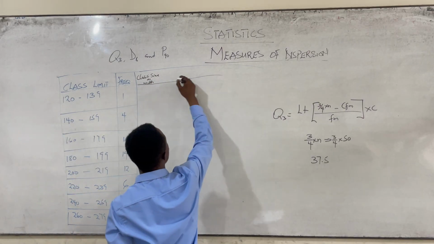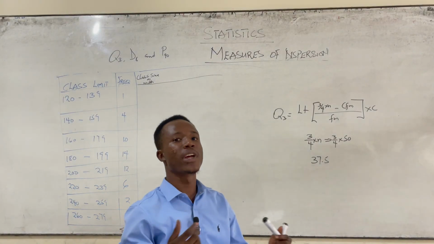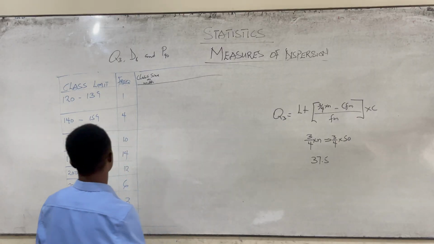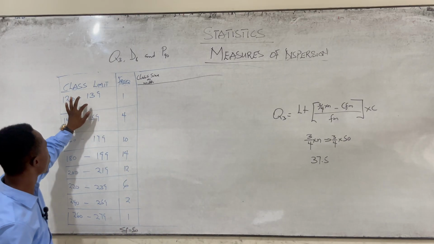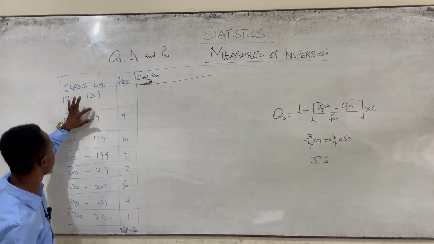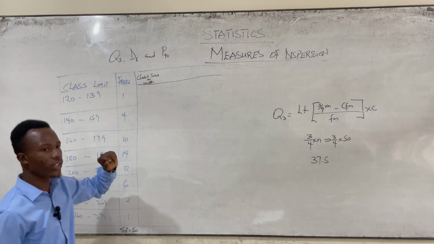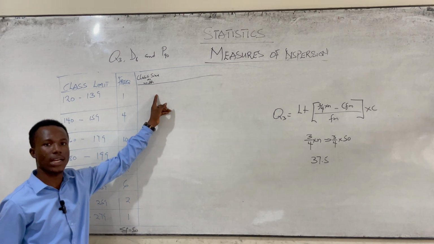Our class size, or the class width. So the class size or the class width, what is that? The difference between the class boundaries, or the vertical difference between the class interval, or the class limit. So this minus this is also a class size. If you subtract the two, this and this, that is a class size.